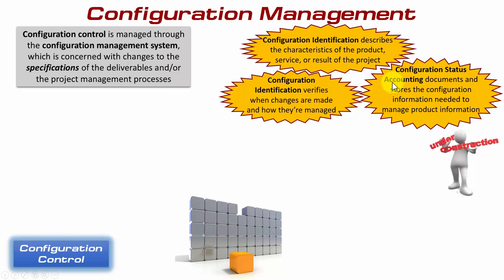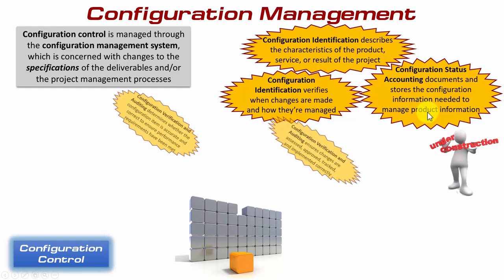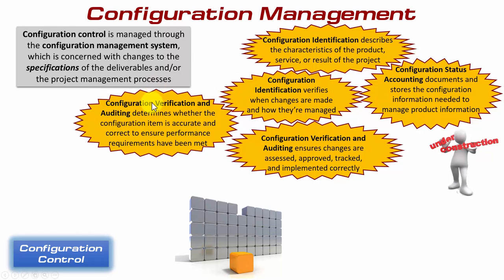The other step within configuration management is something called configuration status accounting. No, it has nothing to do with accountants, but what it is, it documents and stores the configuration information needed in order to manage the product information. And the third major piece is configuration verification and auditing. And this determines whether the configuration item, let's say it's your wheel bearings of your car, is accurate and correct in order to ensure performance requirements have been met. It's an audit, after all.